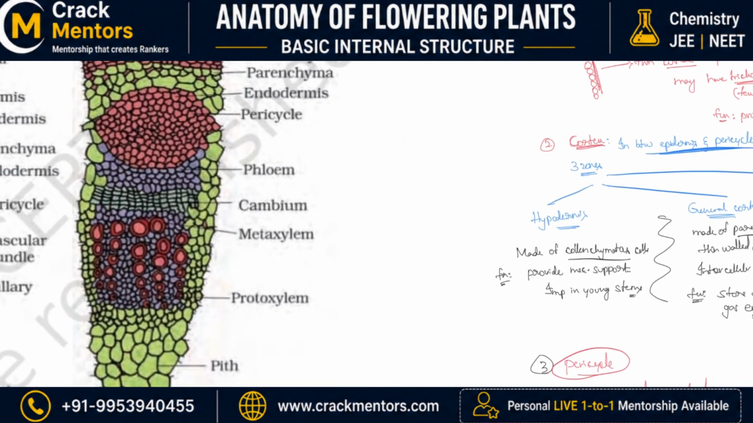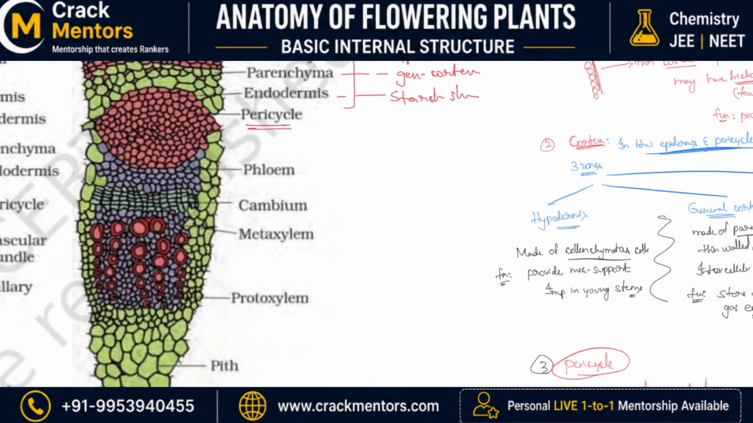We'll see in the picture here. Here we have our outer epidermis. After the epidermis, we have the cortex, which is divided into 3 layers. We have the collenchymatous cells, the hypodermis, and the region made of parenchymatous cells, which is our general cortex, and inside that we have the endodermis. Endodermis has cells which are rich in starch grains, so the endodermis is known as the starch sheath.